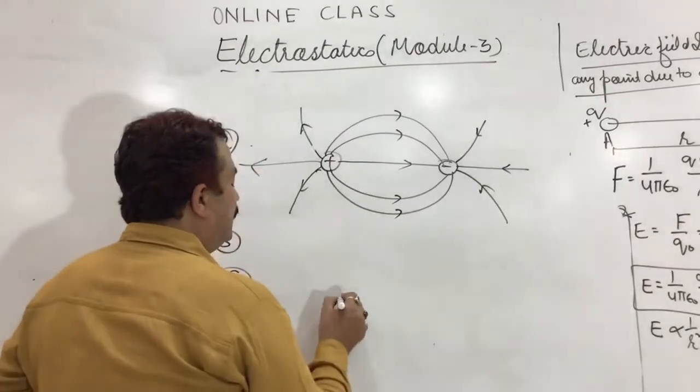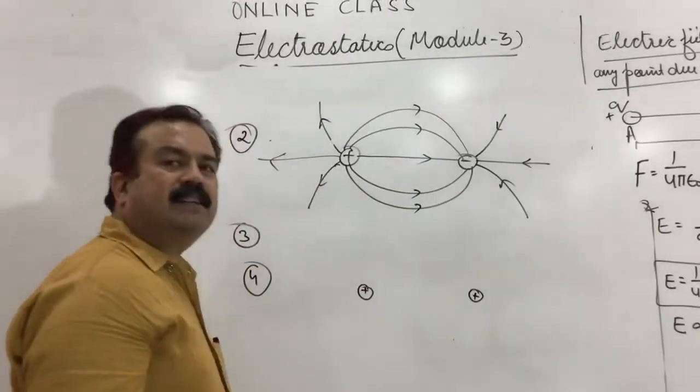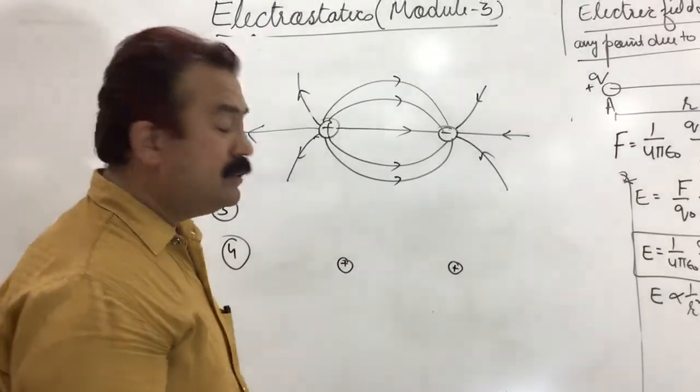Next is, if both the charges are positive, then what will happen, beta?